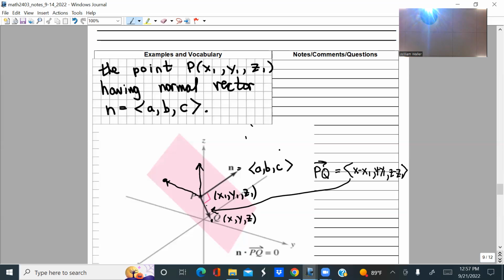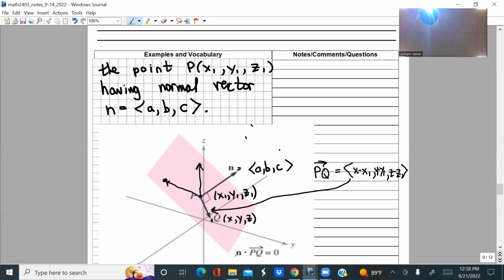Again, this vector has to be perpendicular to the normal vector that we're given. But how do you test to see if two vectors are perpendicular, not parallel, but perpendicular? What's the easy test? Dot product. Here's where the dot product really is useful to us. So if you take the dot product of the normal vector and this vector PQ, what does it have to come out to be? 0.